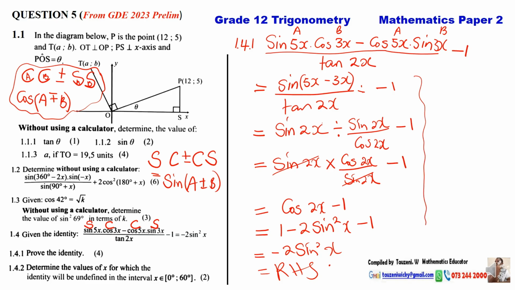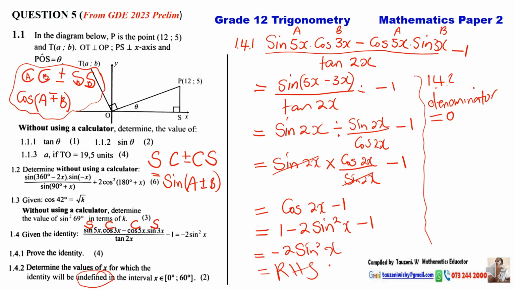That is compound angle identities. It is absolutely necessary to make sure we know how to identify compound angles. Then number 1.4.2, undefined. If you see anywhere where the question says for which values of x is the following undefined, then you equate the denominator to 0. After equating the denominator to 0, you solve the equation for x. That is what we do. You equate the denominator to 0 and solve for x.